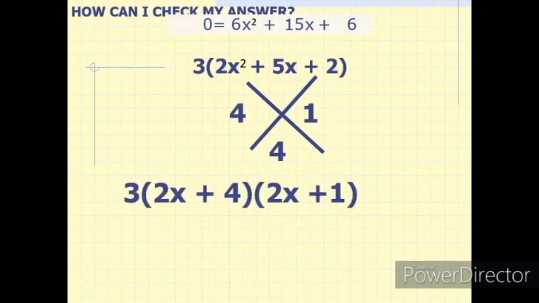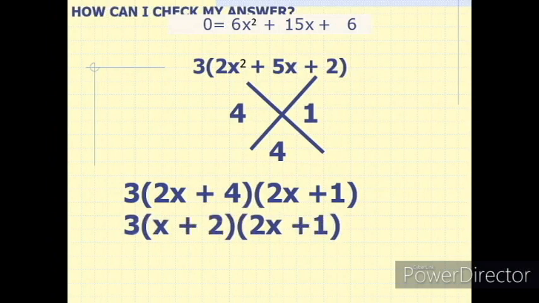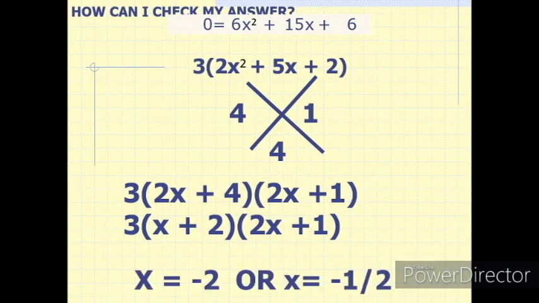And this is not true. I need to see, can I cancel any of these down? Which I can do. I can cancel the first one down to make it x plus 2. So my 2 solutions, remember I still need the bracket to equal 0. My first one, x is going to be negative 2. My second one, x is going to be negative 1/2. And this is truly how you'd answer it.